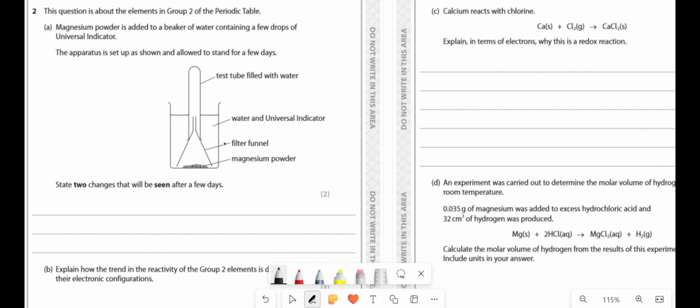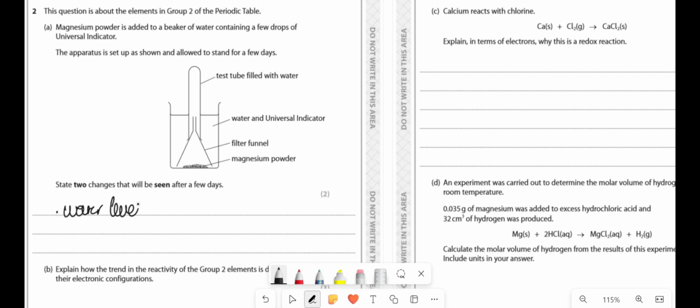So, filter funnel, magnesium powder: what's happening is that the water in this test tube is reacting with the magnesium powder, and it's going to react slowly. First of all, the water level is going to drop in this tube and gas is going to collect, because group 2 metal plus water makes metal hydroxide and hydrogen gas. But the question is about the changes that you will see. It's not asking about what's happening chemically, it's what you're seeing.